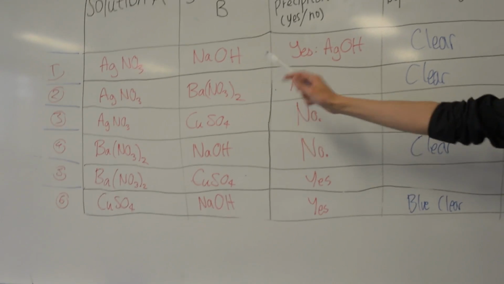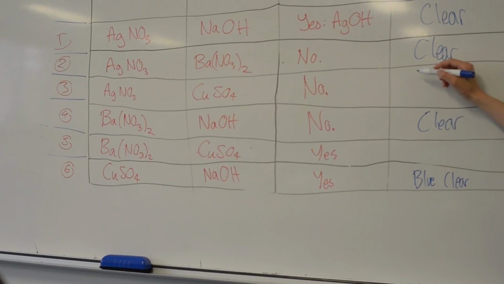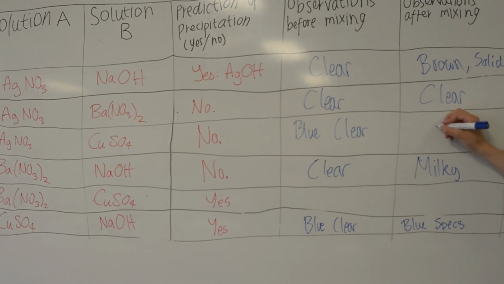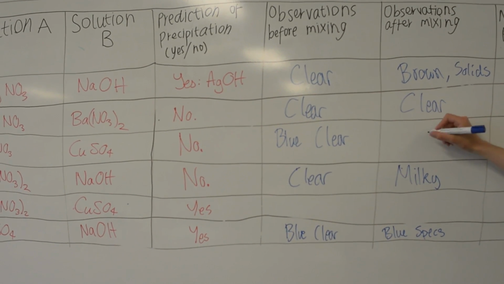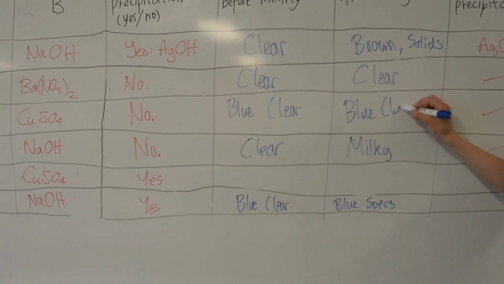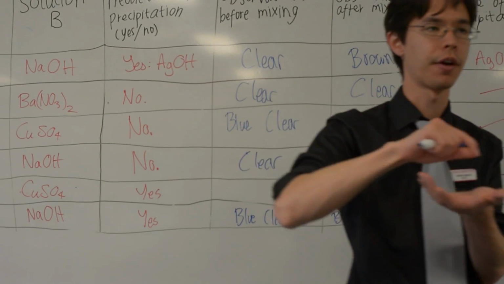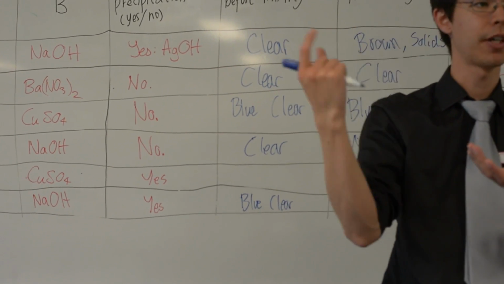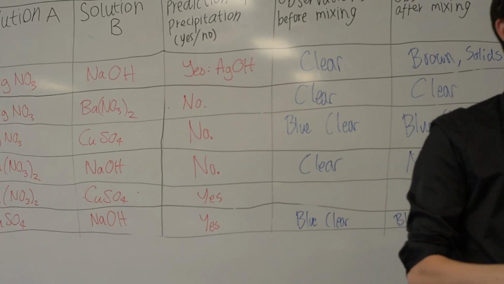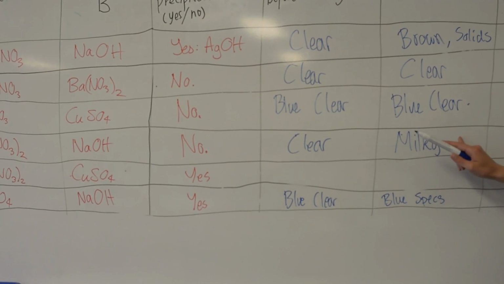Next row, third row. We got silver nitrate mixed with copper sulfate. It would have looked clear and the other one would have been blue. What did you observe when you mixed them? I'm thinking it's going to be just the same. If you filled the well with silver nitrate first, and slowly added copper sulfate drop by drop, you're adding more of that blue liquid, so it would have appeared to become more blue. Barium nitrate plus sodium hydroxide was clear beforehand and it went milky white.